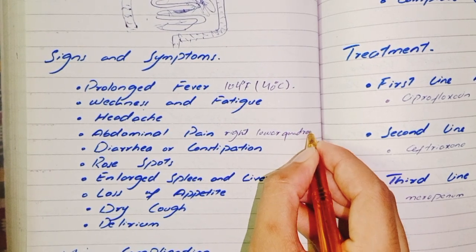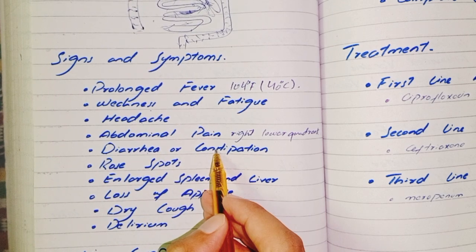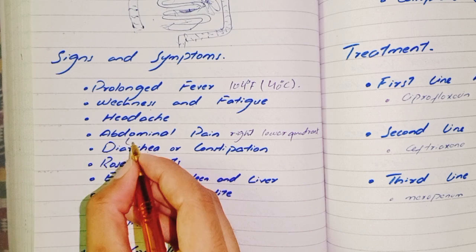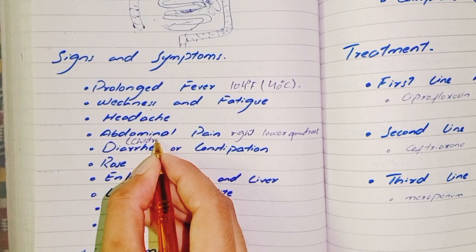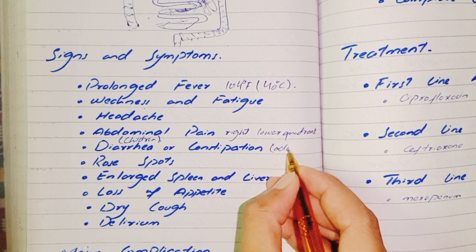Right lower quadrant. Diarrhea or constipation. Children are more likely to experience diarrhea, while adults usually develop constipation.